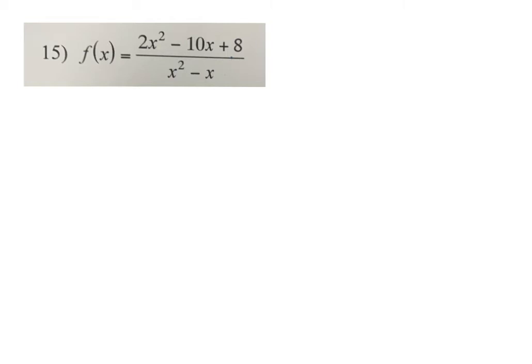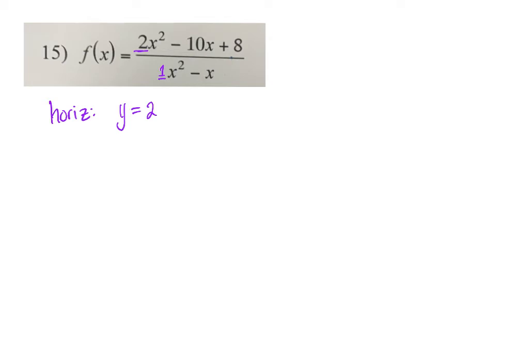I start with horizontal, and I listed it that way because it's easiest to do that before you factor, okay? And so for horizontal, that is your shortcut. I'm going to look at the degree on top and bottom. Degree is 2. Degree is 2. So for horizontal, I use the coefficients 2 over 1. So horizontal here is going to be y equals 2. And then I'm going to proceed to factor.